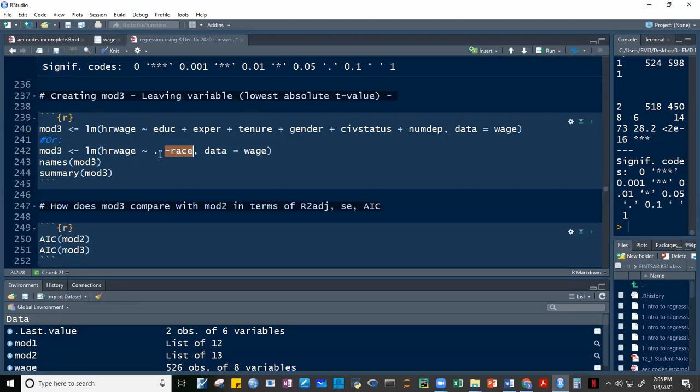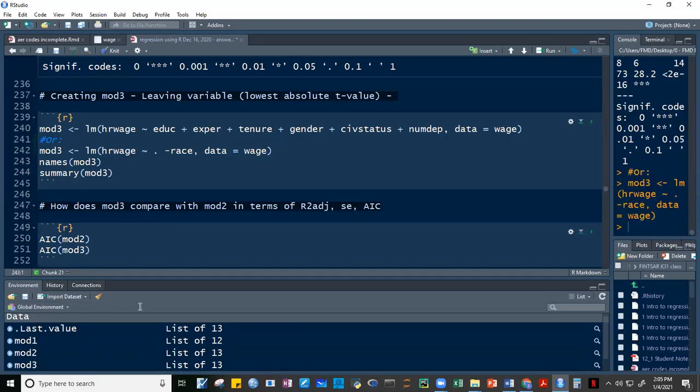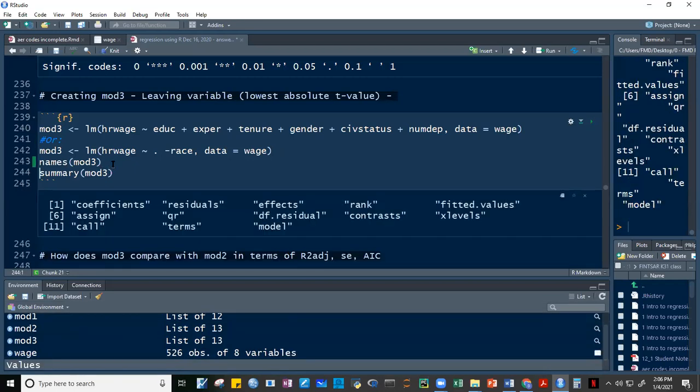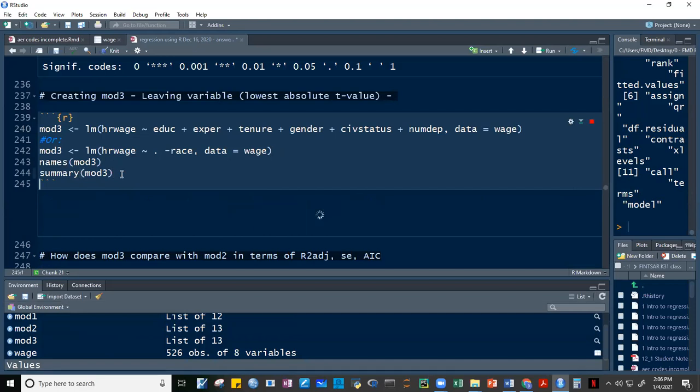Okay, minus race. All the variables minus race. So it will give us the same result. So I'll just run this. So model 3 tayo. Okay, model 3. So may model 3 na tayo. Ano yung laman ni model 3, guys? Ito yung laman ni model 3, mga coefficients, etc. Different data types. Okay, and then summary natin.